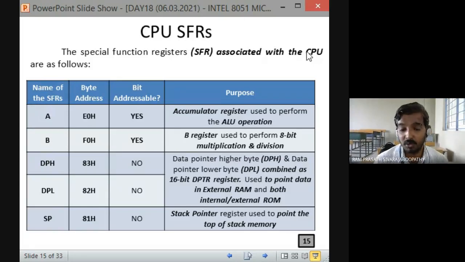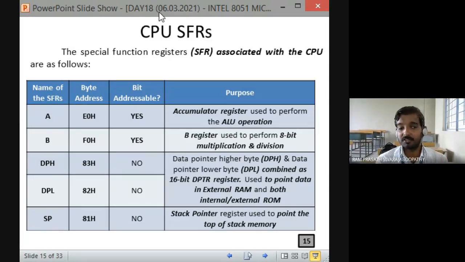First of all, you have to know what we mean by special function register. Generally, the register bank area, 32 registers, can be used as registers for general purpose operation. Whereas these particular registers, accumulator, B register, DPH, DPL, SP, are going to have some special capability, like what we studied in 8085.